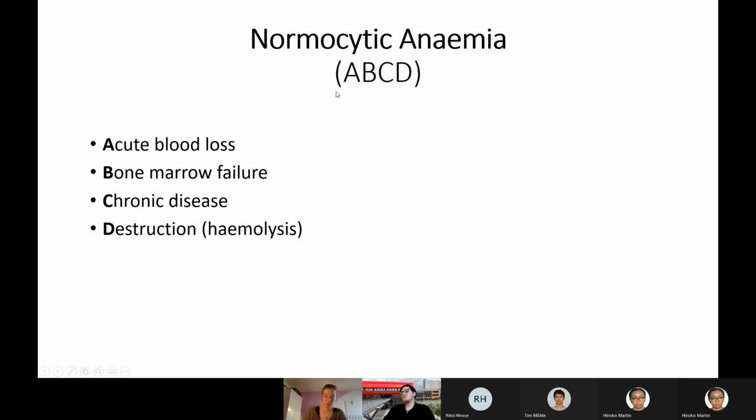So normocytic anemia, ABCD, we go acute blood loss, bone marrow failure. We talked about this at the very beginning. Again, chronic disease. As you can see, anemia of chronic disease could be sort of all over the place. It's not like a static picture. And then destruction, meaning hemolysis. Maybe the most outstanding type of normocytic anemia is hemolytic anemia. And this is what I'll be focusing on.